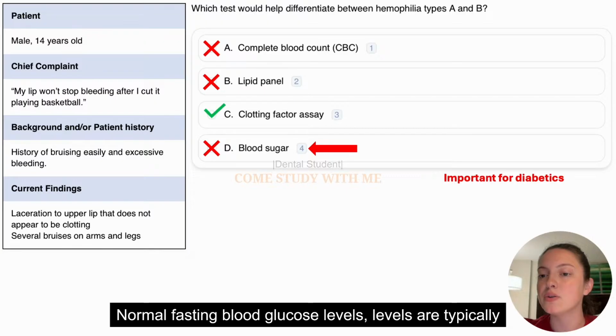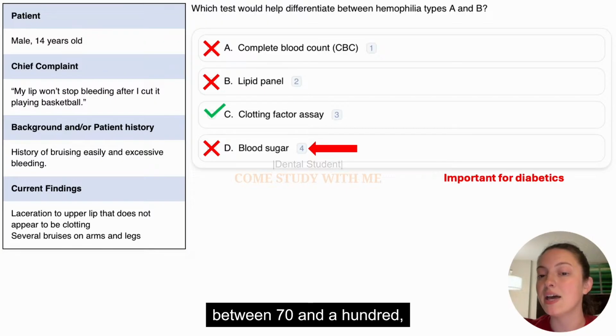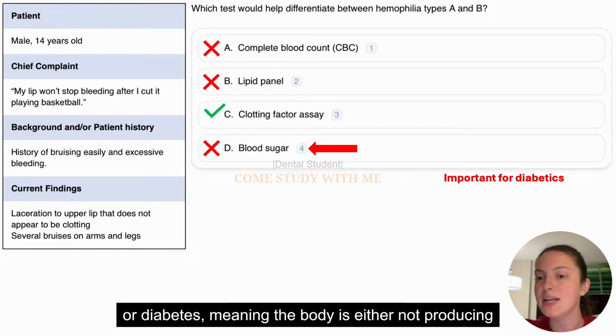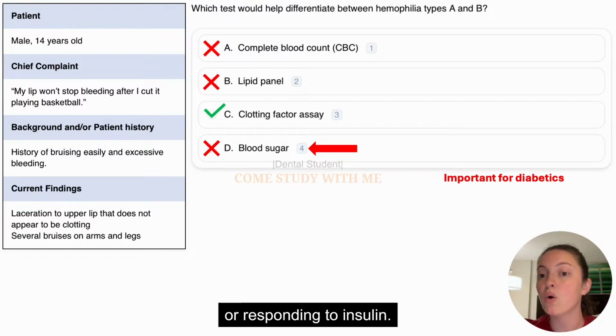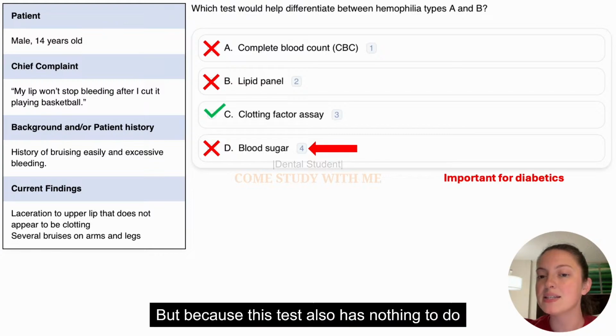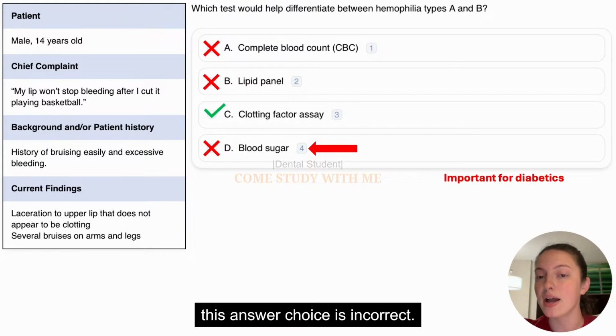Normal fasting blood glucose levels are typically between 70 and 100, and if a reading is higher than that, it indicates prediabetes or diabetes, meaning the body is either not producing or responding to insulin. But because this test also has nothing to do with clotting factors or hemophilia, this answer choice is incorrect.